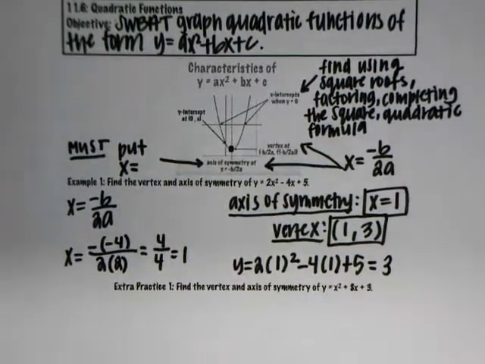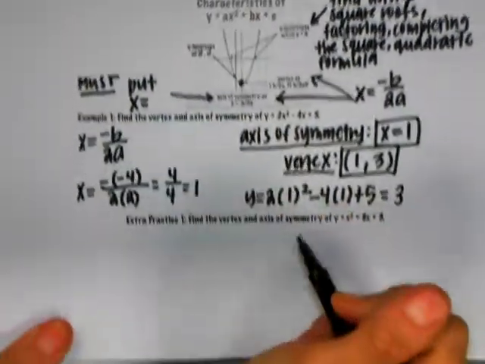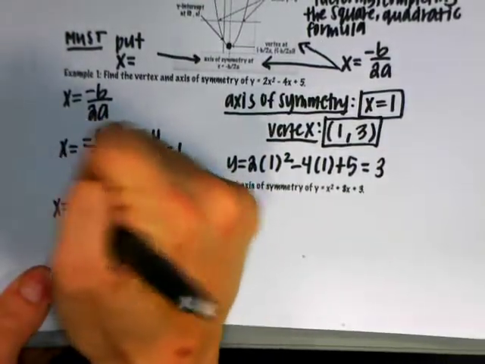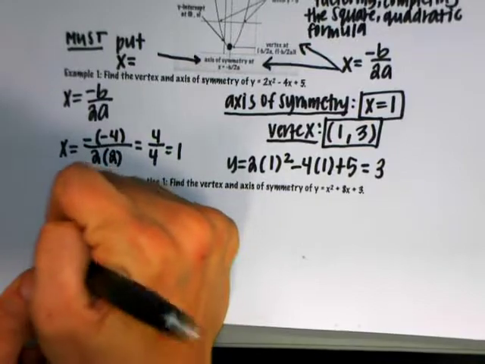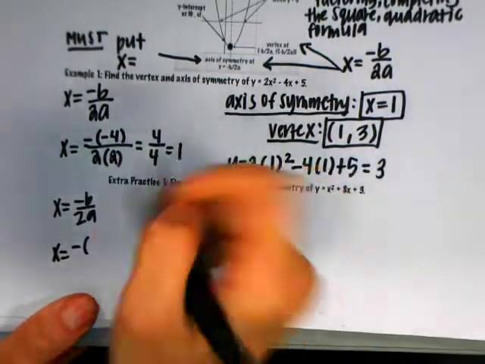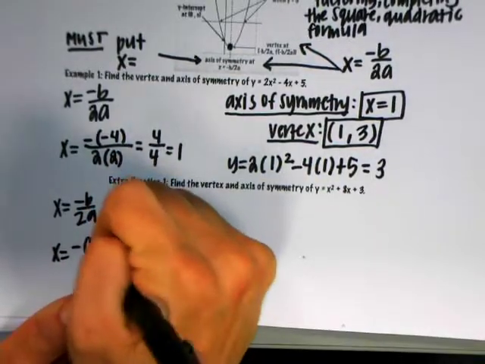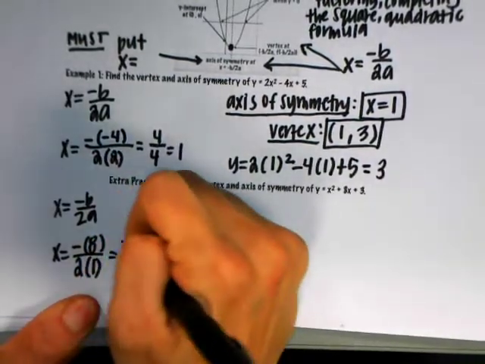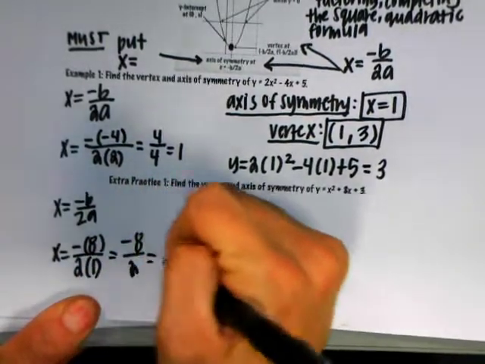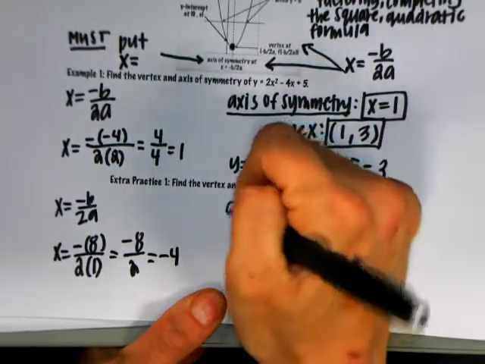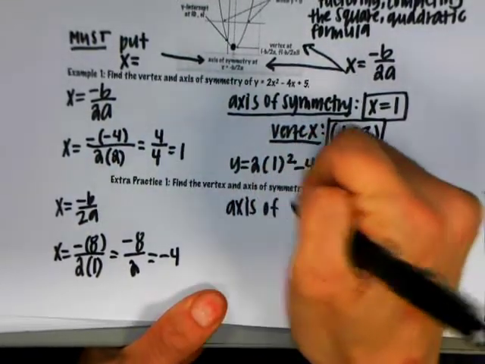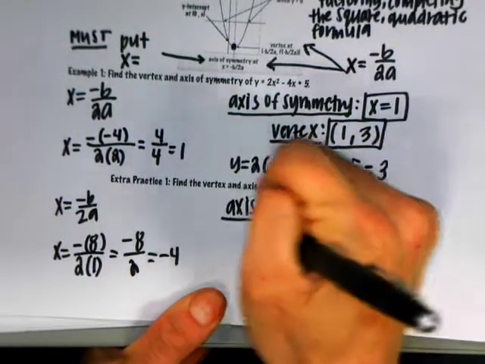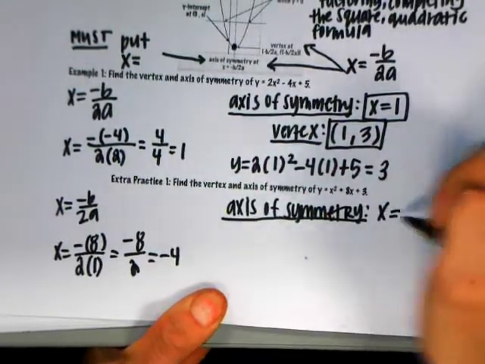Are we ready on this one? Okay. So you do x equals negative b over 2a. X equals negative, what's b? 8. Over 2, what's a? 1. So that's going to be negative 8 over 2, which is negative 4. Axis of symmetry is x equals negative 4. Yeah, you have to put the x equals.